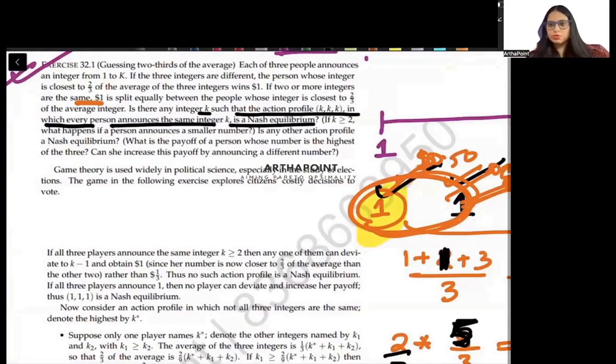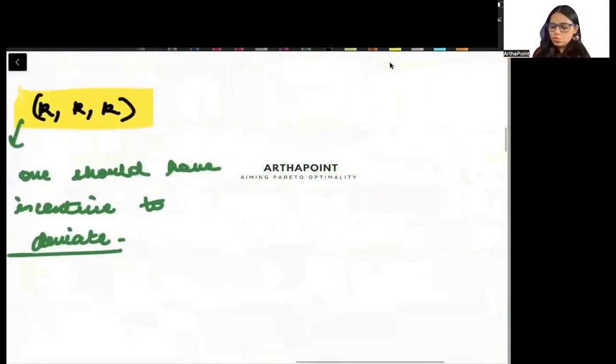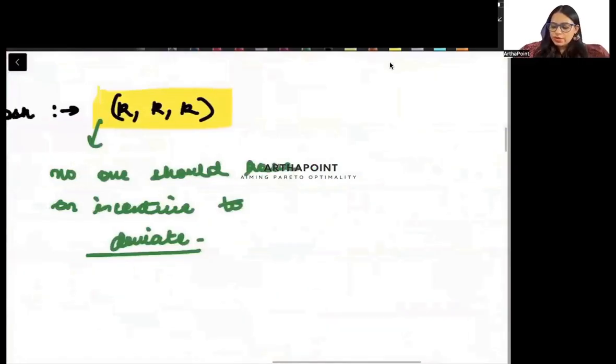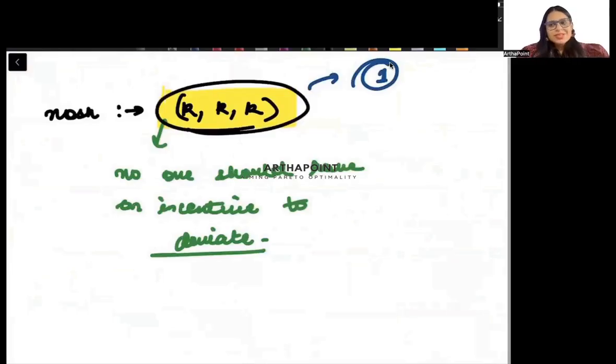So let us try to think about this now. My claim is, what if this k itself is 1? If k itself is 1, then you need to announce an integer from 1 to 1. Therefore, you will all announce 1. So one thing that can happen is that k itself becomes 1.